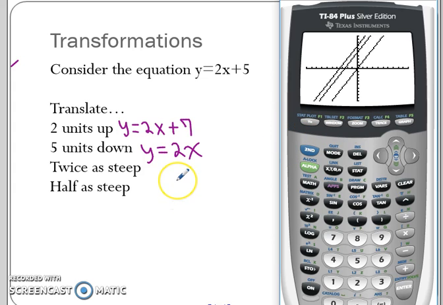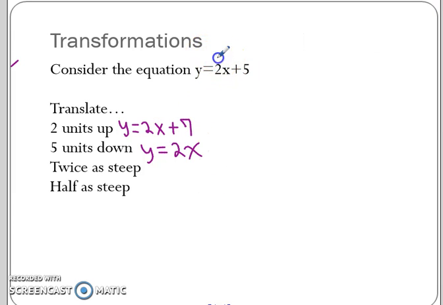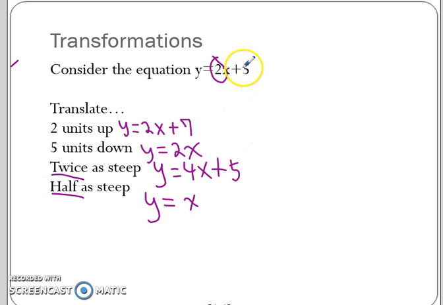Let's do twice as steep and half as steep. So this is your slope here. So twice will be times 2. So multiply 2 to the slope. So 2 times 2 is 4. And then this stays the same, the y-intercept. If I want to do half as steep, divide 2 by 2. Half of 2 is 1. So y is 1x, which is x. And this just stays the same.